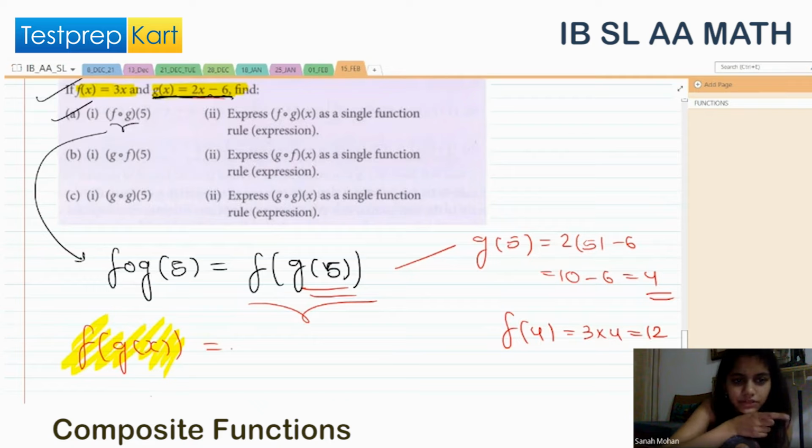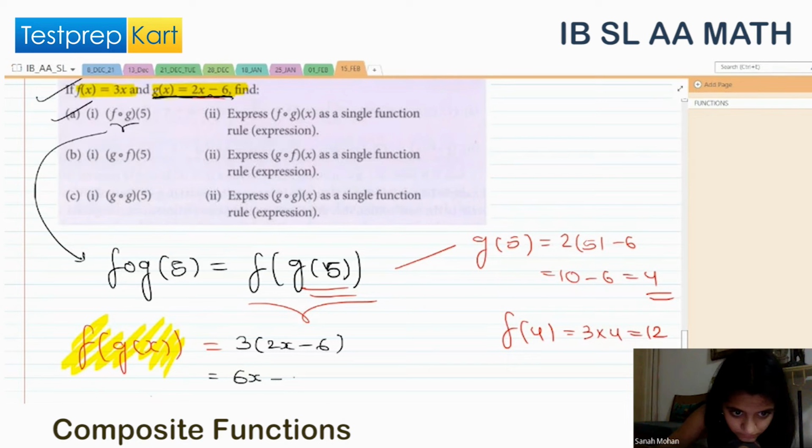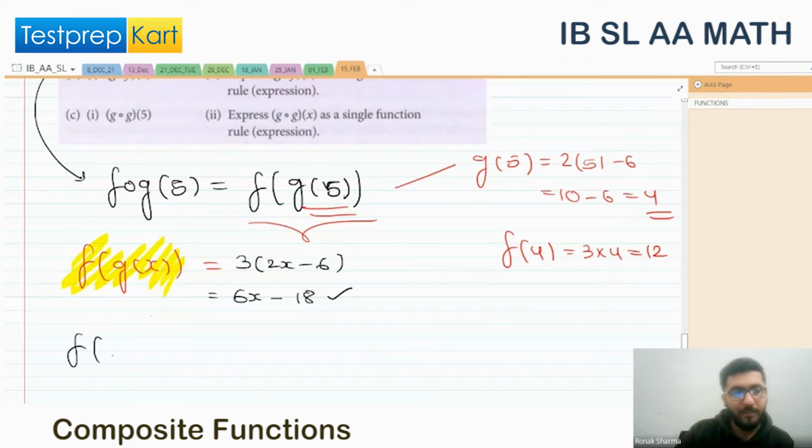3 times 2x minus 6. Yes, good. So this will become 6x minus 18. Now they're asking you what? f of g of 5. So if you put f of g of 5, you'll get 6 times 5 minus 18. 6 times 5 is 30. 30 minus 18 is 12.